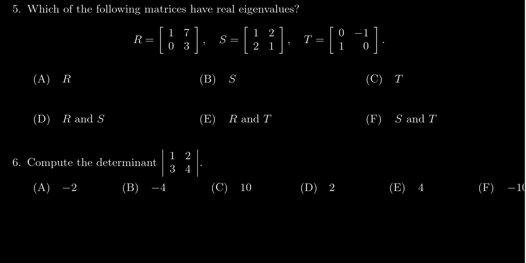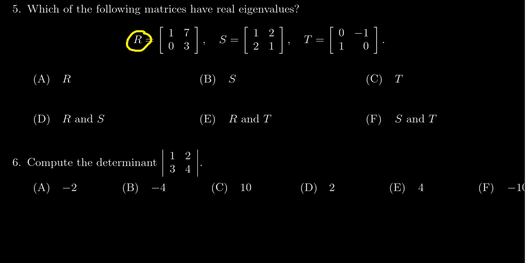When you look at R, you'll notice that R is an upper triangular matrix because you have a 0 below the diagonal right there. If you have an upper triangular matrix, a lower triangular matrix, or a diagonal matrix, which is both upper and lower triangular, the eigenvalues are going to be those numbers along the diagonal, only for triangular matrices here. And so we see that the eigenvalues for R are going to be the numbers 1 and 3. In particular, those are real numbers. And so we see that R will be a matrix with real eigenvalues. So we should include that in our solution.